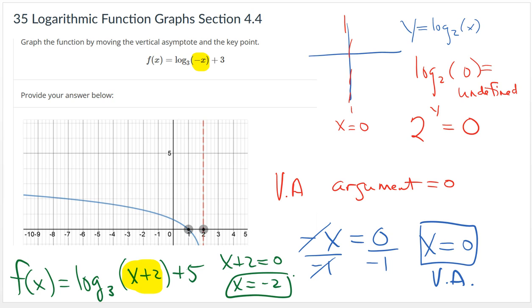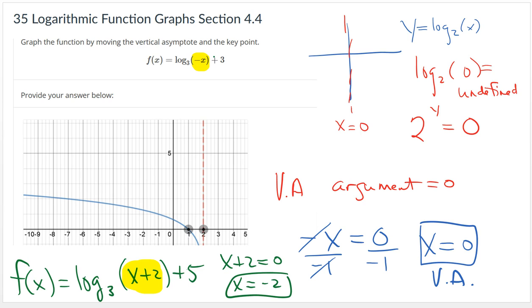So what would we do? I can't manipulate this graph because it's just a screenshot, but I would slide this dashed vertical line over here at 2 back over here to 0. That's the first thing. Notice it says graph the function by moving the vertical asymptote and the key point. So move the vertical asymptote first. Then we will plot a key point. Now, again, what are key points? Well, let's stick to those same 3 hints that I threw out there in the previous video. So remember what they are.